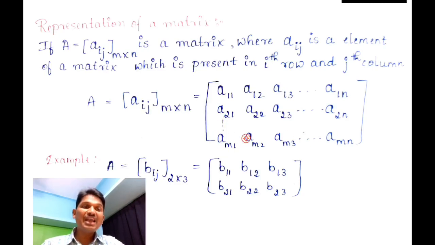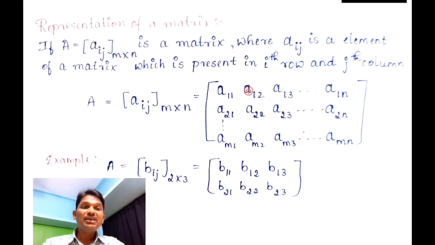Okay, what is the last row? I am writing the last row. Total how many rows are there? M rows are there. So this is Am1. That means this is the mth row and first column. We know it is the first column. This is the mth row, second column; mth row, third column. And the last element is the mth row, nth column. I hope you understand what I am saying.